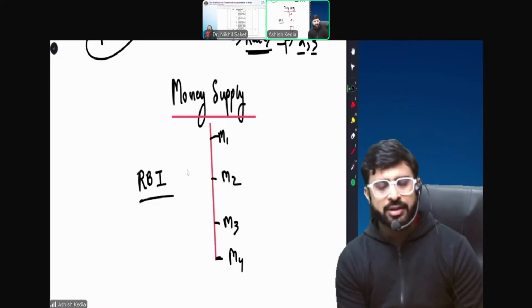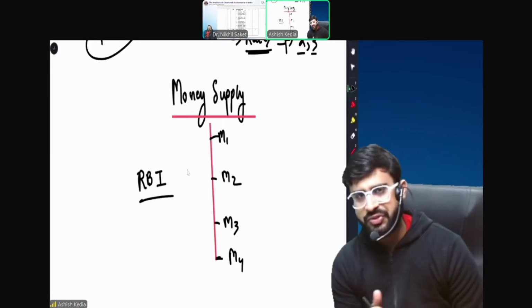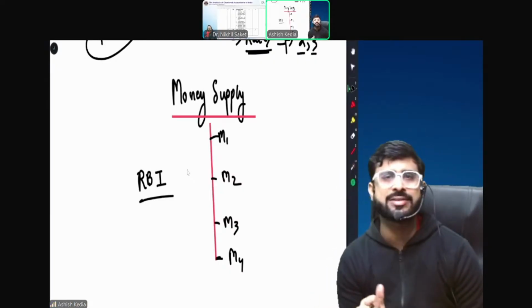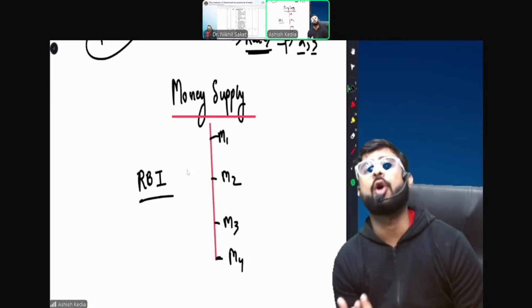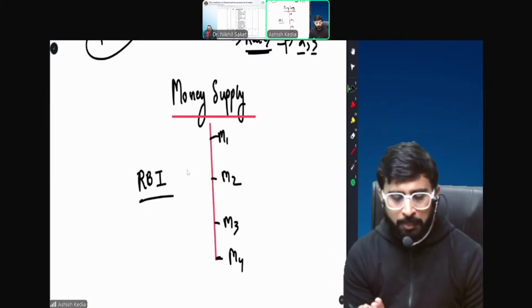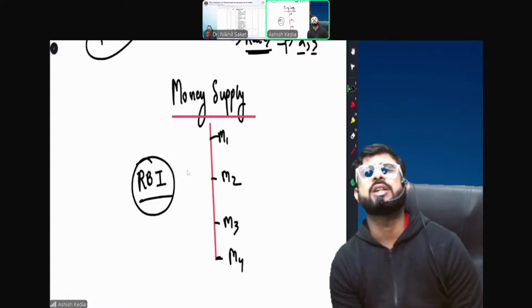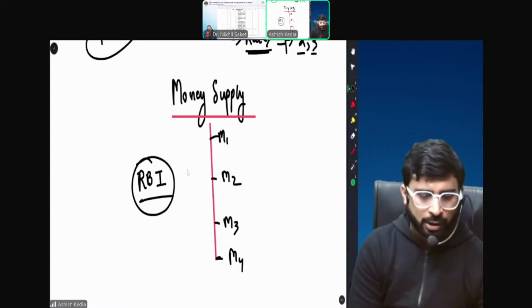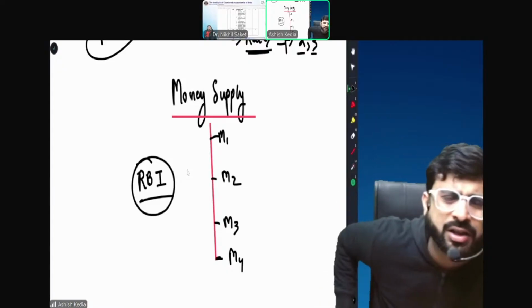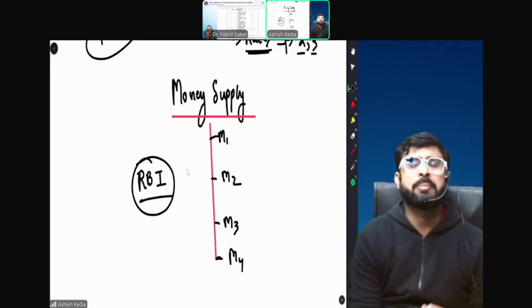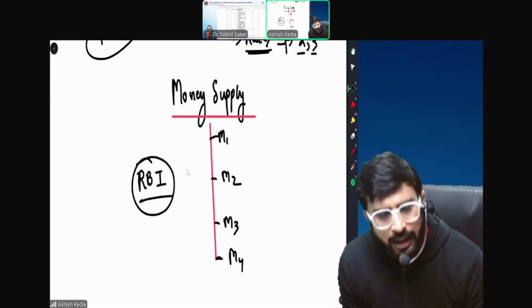Now, when I tell you that M1 includes this, or M2 includes these things, or M3 includes these things, your question would be, why? Why so? My answer to you is that it's more of a compliance requirement. It is because RBI has said so. If you try to search for the logic, from a narrow perspective I can give you one logic, but most of it is decided by RBI.